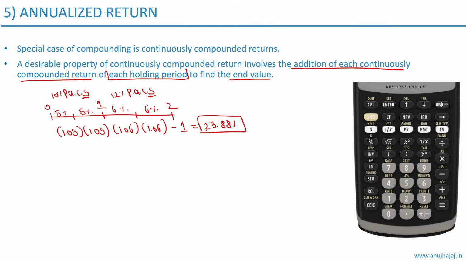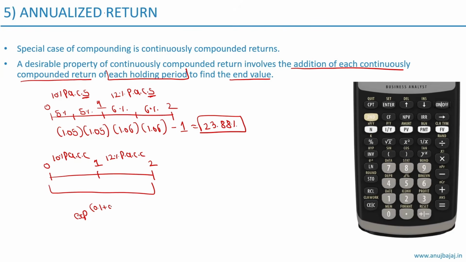Now let us see if instead of semi-annual compounding, if we had continuous compounding, say I earned 10% per annum compounded continuously and 12% per annum compounded continuously. So to find the interest rate I earned during the 2-year period, I will simply take the exponential and add first year's return and second year's return. That's it. And I will subtract 1 from it. And I will get 24.61%.